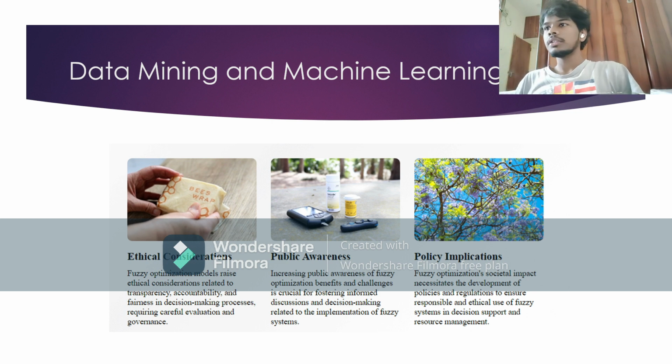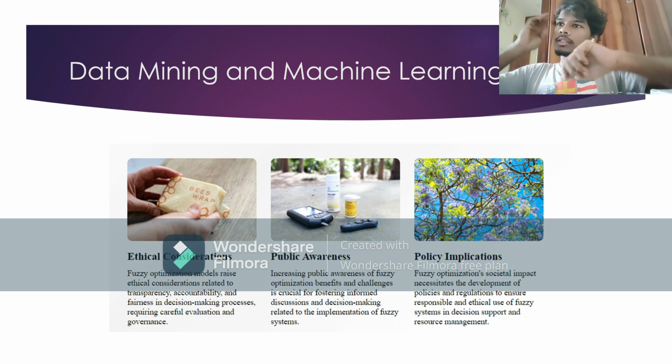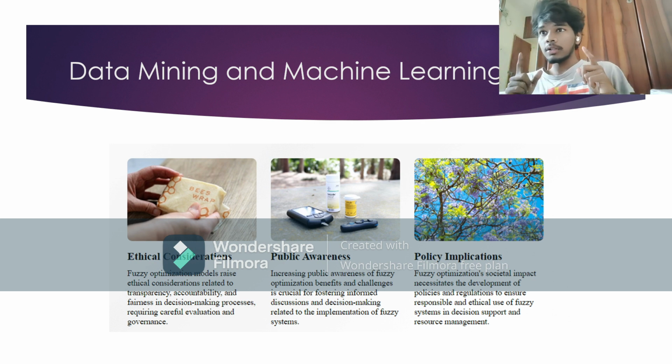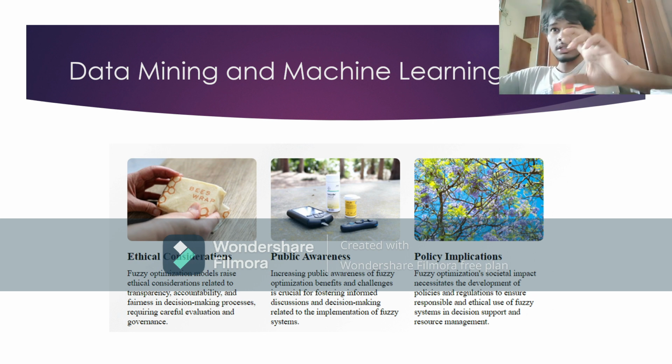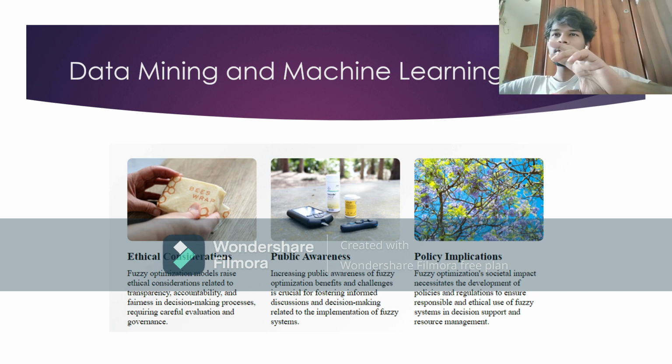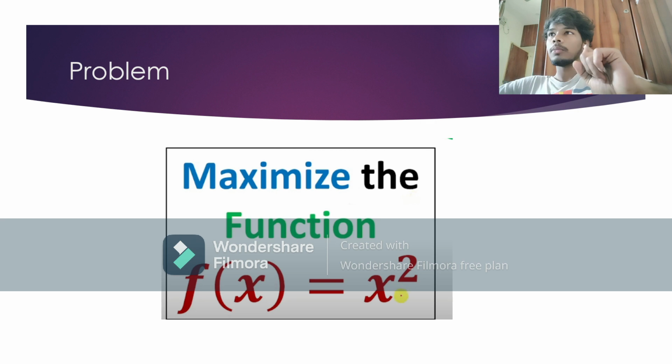So ethical considerations. Fuzzy optimization models raise ethical considerations related to transparency, accountability, and fairness in the decision making process, requiring careful evaluation and governance. Next, public awareness. Increasing public awareness of fuzzy optimization benefits and challenges is crucial for fostering informed discussions and decision making related to the implementation of fuzzy systems. Then policy implications. Fuzzy optimization's societal impact necessitates the development of policies and regulations to ensure the responsible and ethical use of fuzzy systems in decision support systems. Then we move on to the problem.